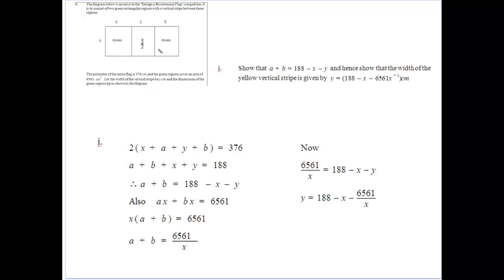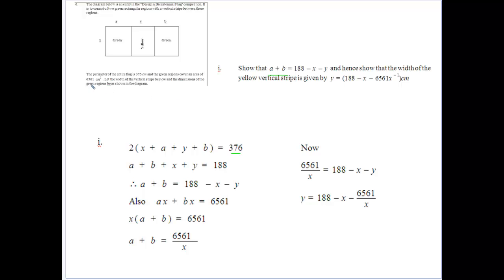The question asks us to play around with this first, so we get a and b, so we can eliminate them. So a plus b is equal to 188 minus x minus y. Well, technically I said they weren't variables. They are variables because x and y change, so a and b would change. But we're going to do this manipulation to get rid of them. So from now, the perimeter was 376. So we've got the 376, and there's 2 times the a plus y plus b plus x. And so a plus b plus x plus y would equal 188. So a plus b is equal to 188 minus x minus y. So there's that expression there.